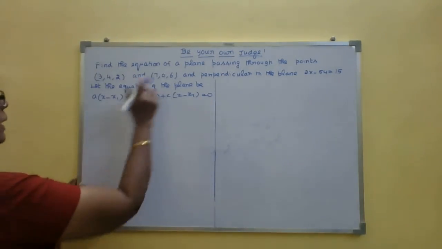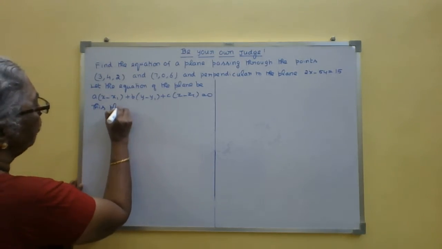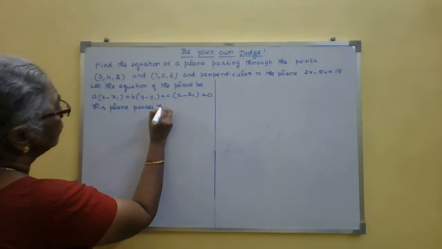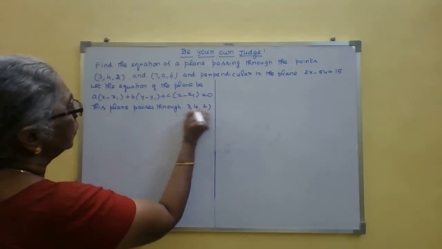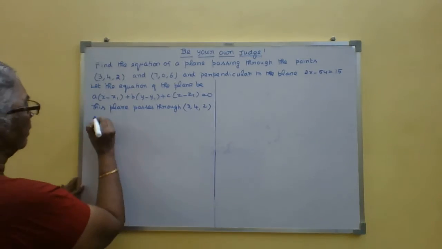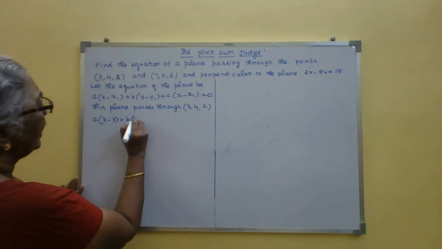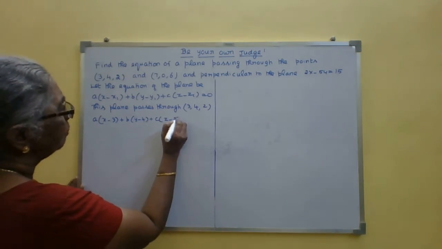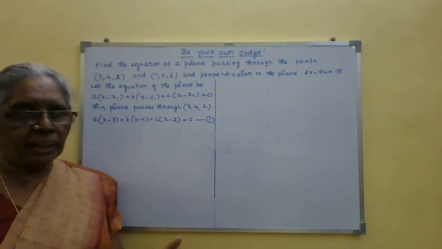Now this plane passes through the point. We can take one. Okay, this plane passes through. Let me take one point 3, 4, 2. So you substitute this point in the place of x1, y1 and z1. So we will get a into x minus 3 plus b into y minus 4 plus c into z minus 2 is equal to 0. Mark this as equation 1.